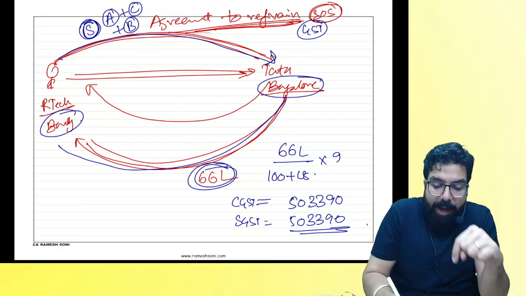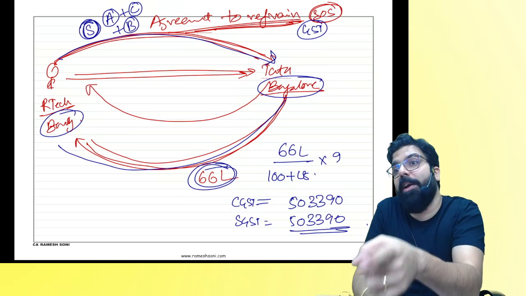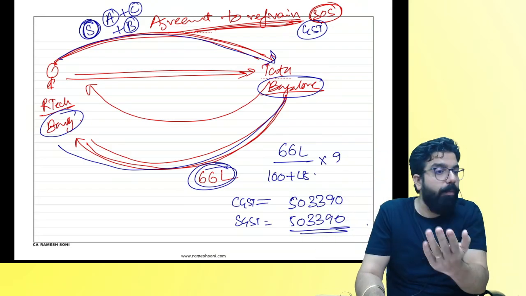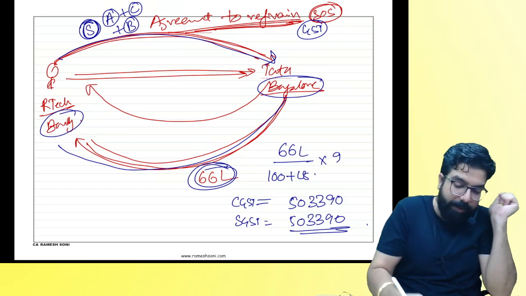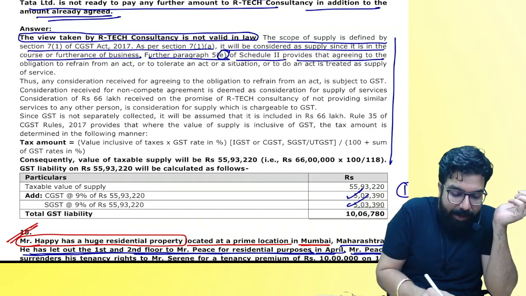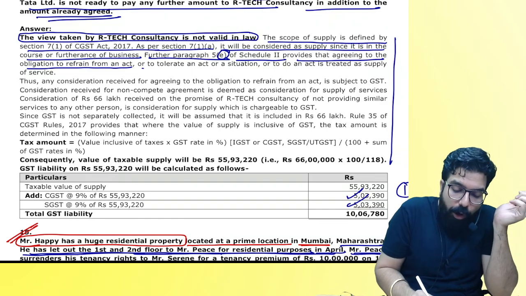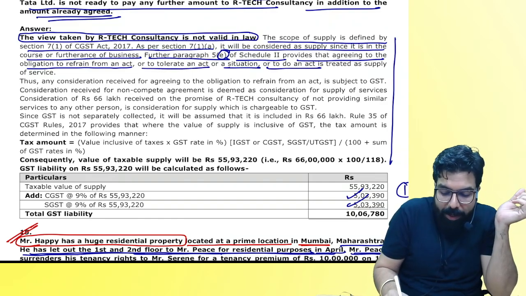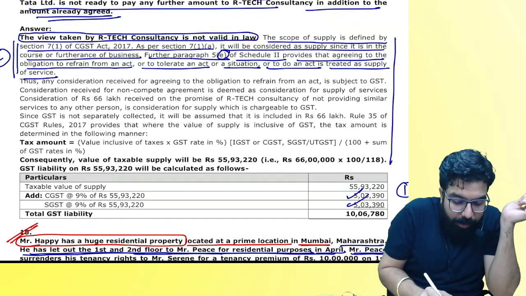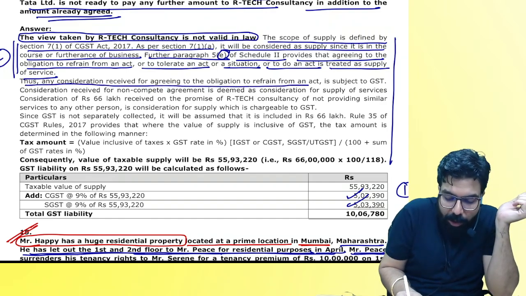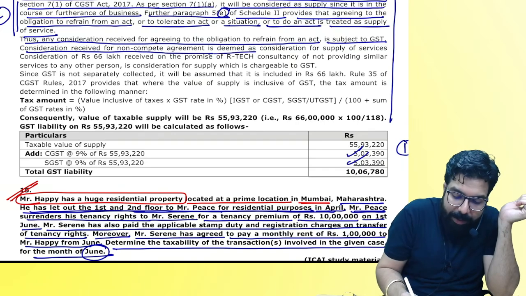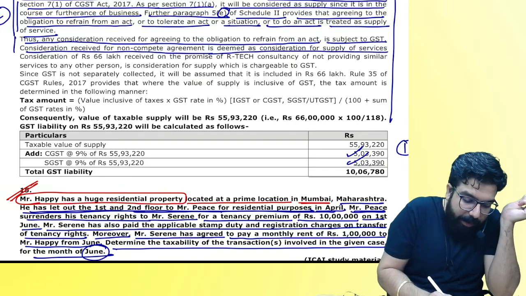And then, as per section 7(1)(a), it is a supply of? So first it should be a supply, and then we have to say whether it is supply of goods or supply of services. Further, paragraph 5(e) of Schedule 2 provides that agreeing to the obligation to refrain from an act, or to tolerate an act or situation, or to do an act, is a supply of service. Tell me one thing, is it the law? Yes? Thus, any consideration received for agreeing to the obligation is subject to GST. Consideration received for a non-compete agreement is deemed as consideration for supply of service. Are we clear? Next.